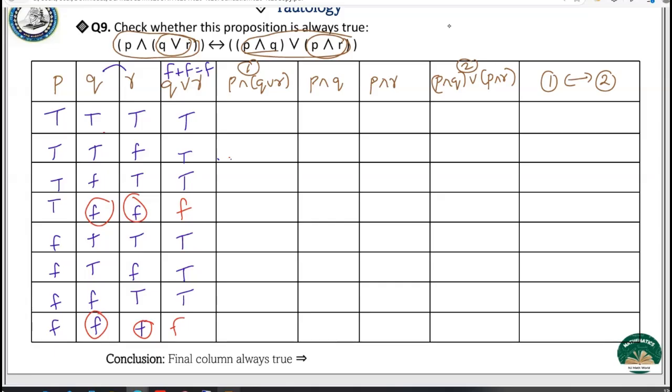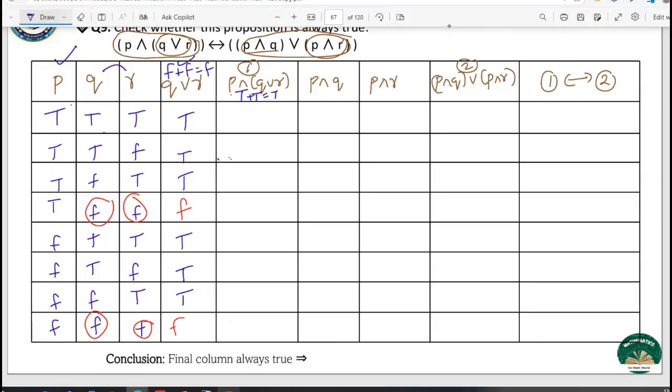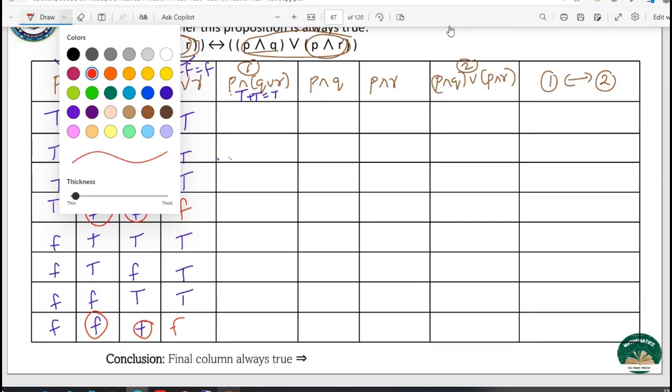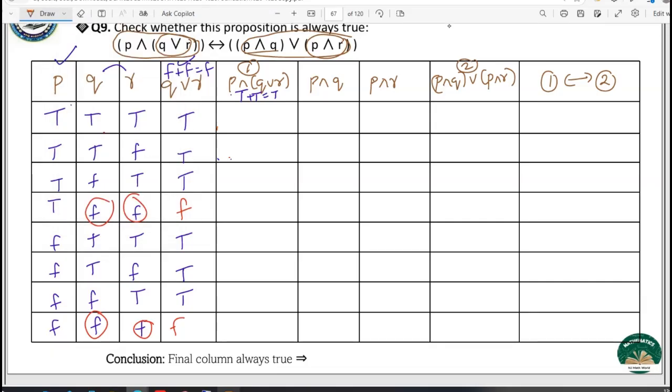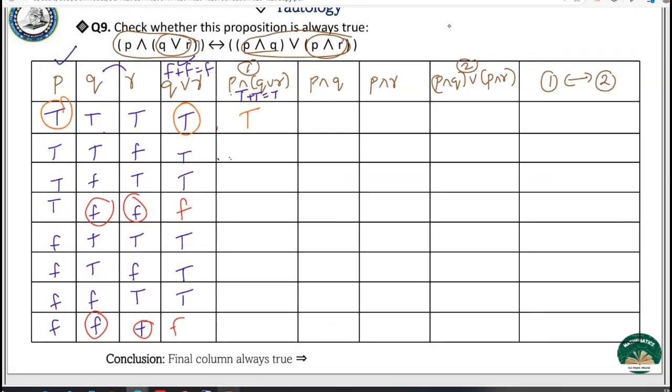Now we'll check this next one. We'll check from the first column P and the fourth column. In the first and fourth columns, we have to check the and condition. And is nothing but T and T gives us T. So we have to check whether it is T and T. In the first, yes, we have T and T, it is T. Then again the second is also T and T, it is T.